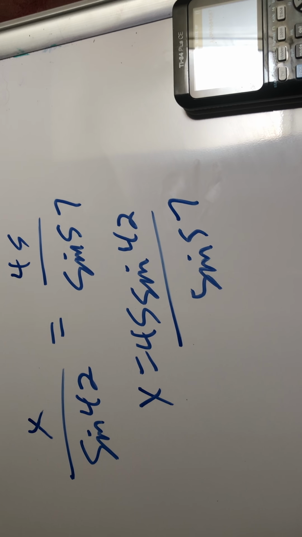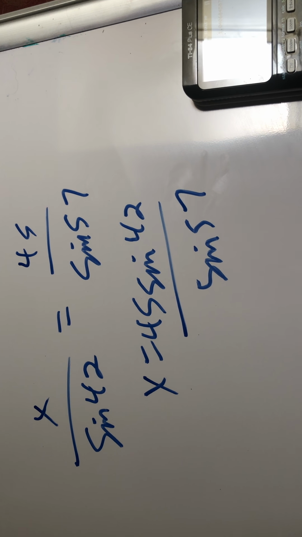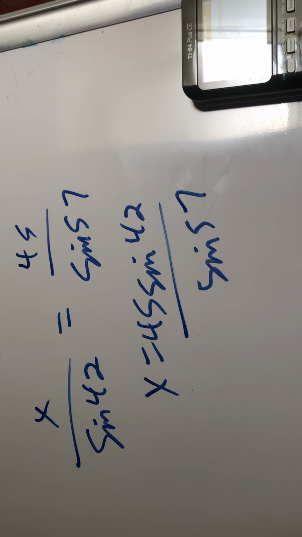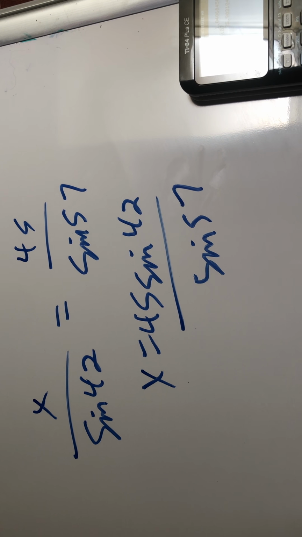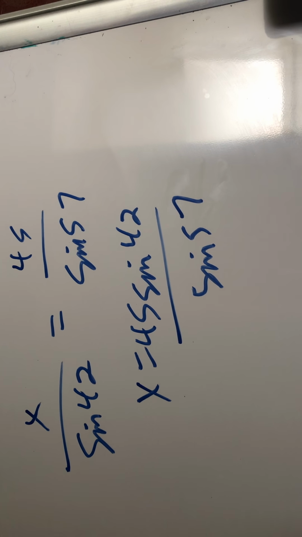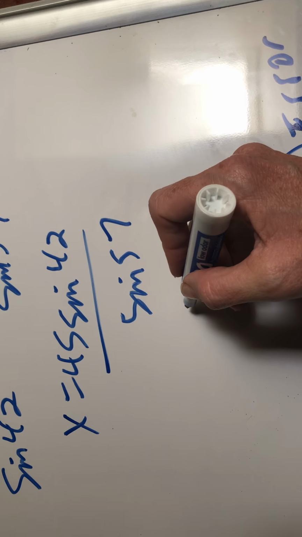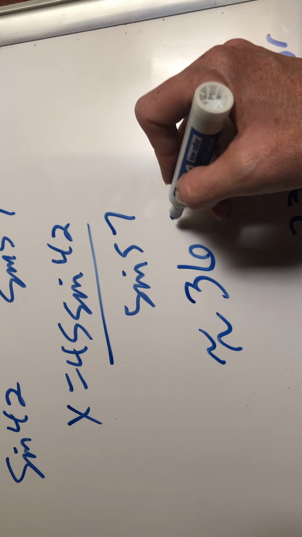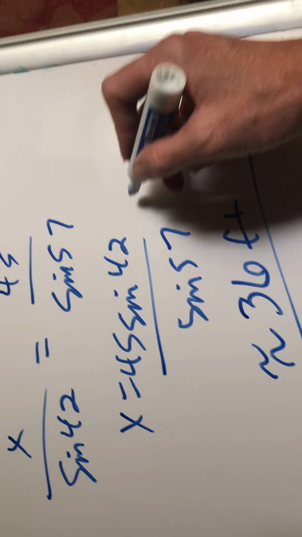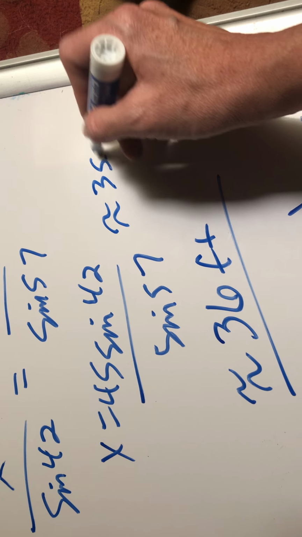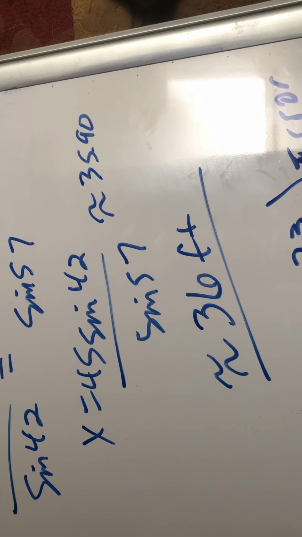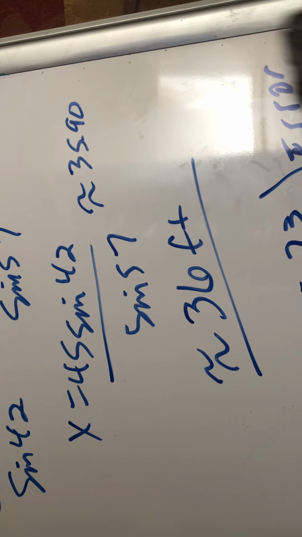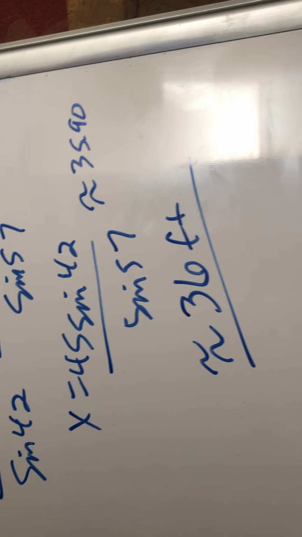And then type that in your calculator. 45 sine 42, close parentheses, divided by sine 57. And then round it to whatever you're asked to round it to. Sometimes it's nearest tenth, sometimes it's nearest hundredth, sometimes it's nearest whole. This came out to be about 35.90. So that rounds to 36 feet if you're asked to round it to the nearest whole number.